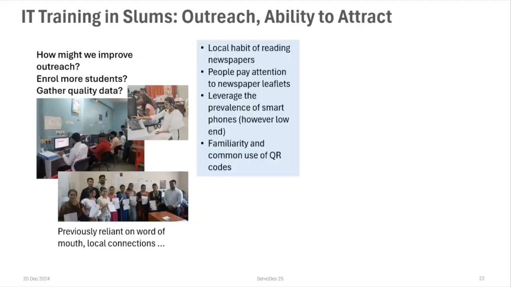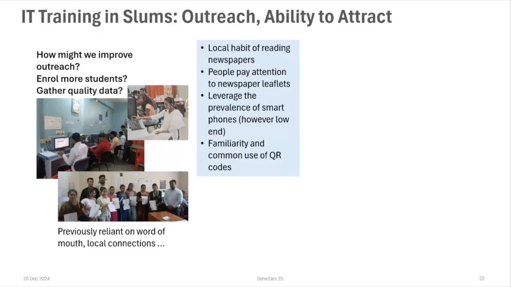So currently what was happening is that largely it was through word of mouth, but then we decided to think about how we might leverage the local culture and local context. For example, in India, and this is a little different from the Western world, people do read newspapers. Lots of people read newspapers every day, including in slums. And therefore those are used as a channel for sending leaflets or flyers to them. So that was leveraged.